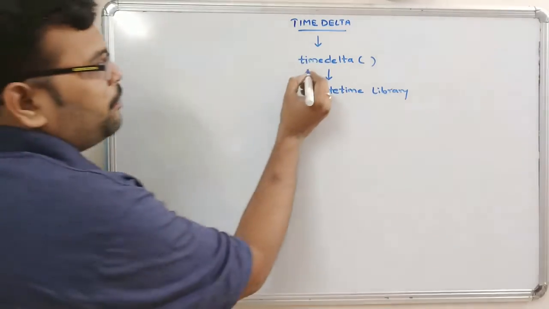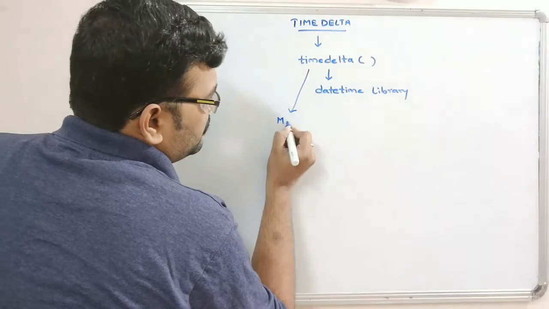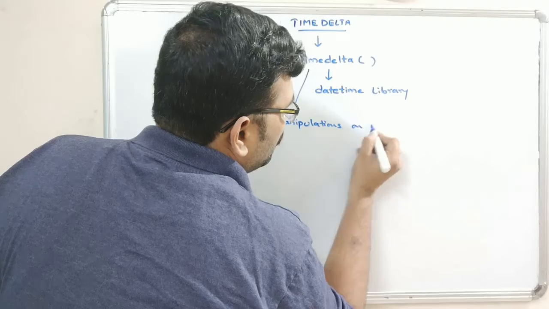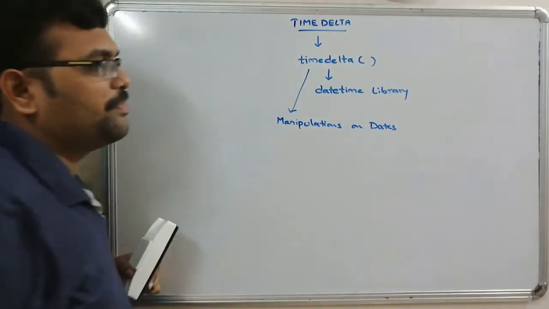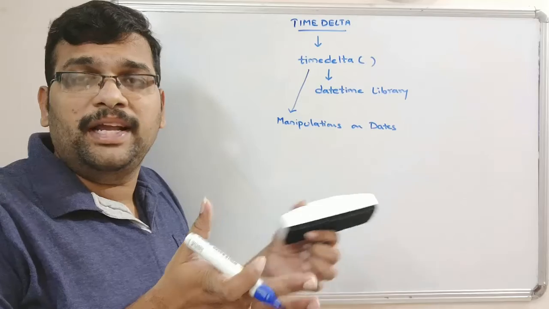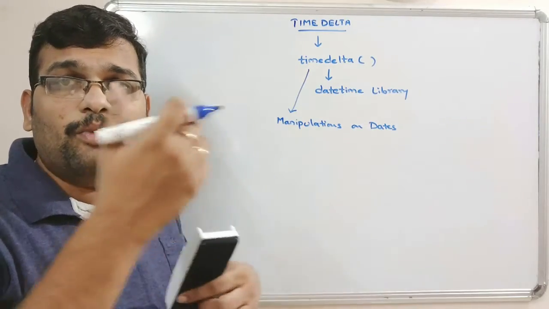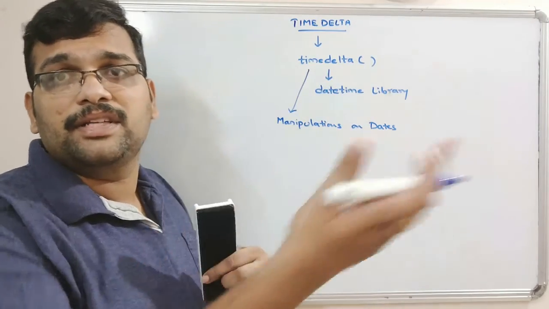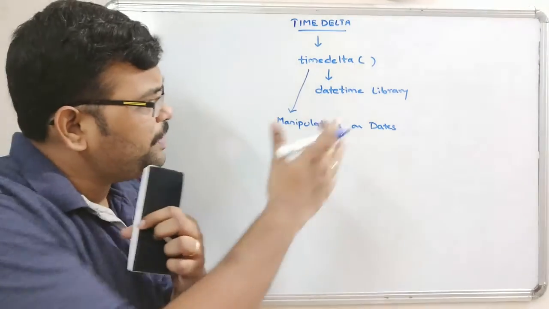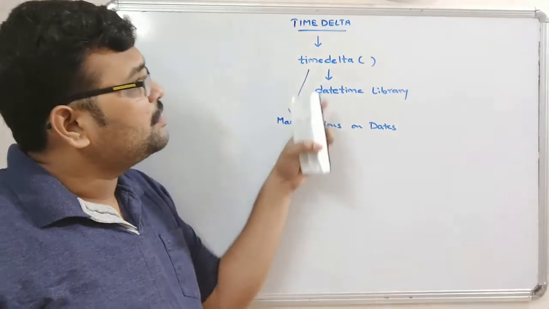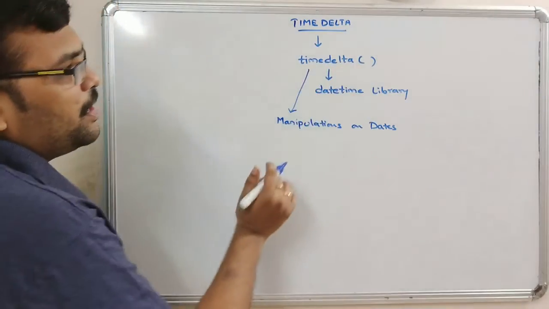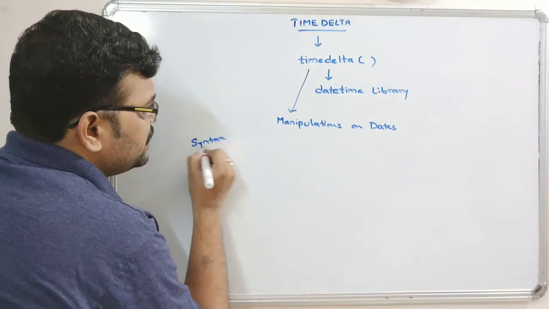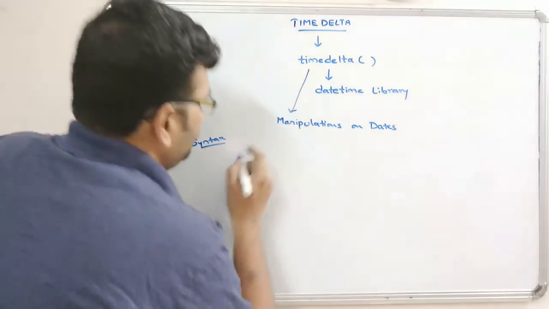What is the purpose of time delta? Manipulations on dates. That means getting the difference between two specified dates, or what the date is after some number of days, or what the time is after adding some number of hours. All types of manipulations on dates are done with time delta, and it has different parameters. I will give you the syntax, and based upon the syntax we can manipulate the dates.